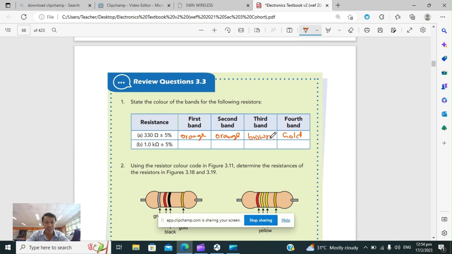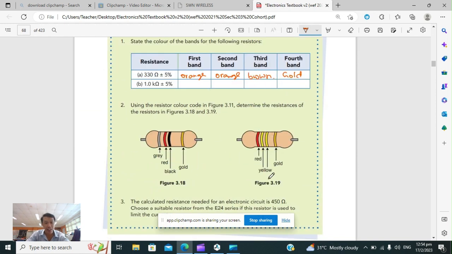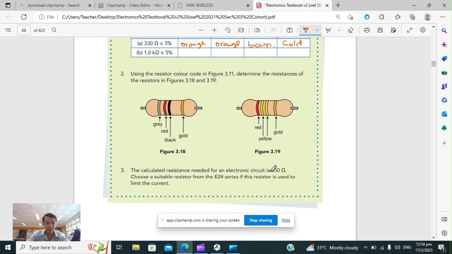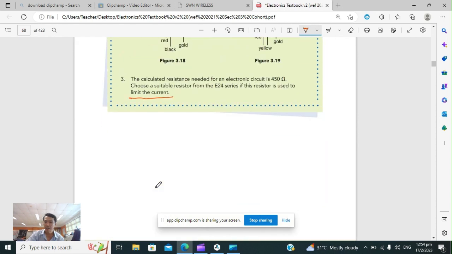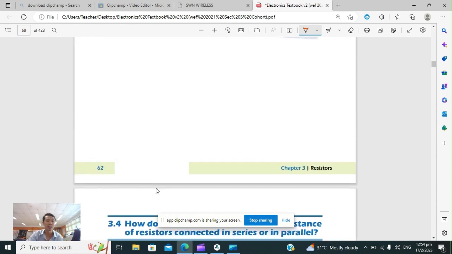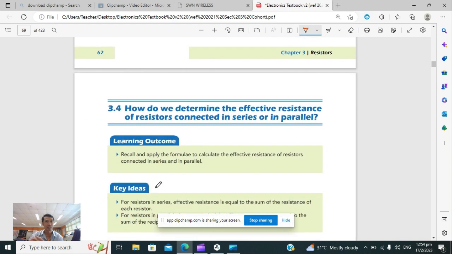Okay, so try the rest. If you have questions, you can ask me during class. For the last question, remember, to limit the current, don't choose the closest, smaller one. Instead, choose the next higher one. Remember this. So try out these review questions. If you have problems, you can look for me during class. And if there's anything that you need to re-watch in this video, please stop now and re-watch it before going on to the next video, which is part 3.4.